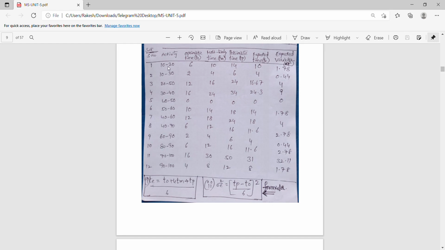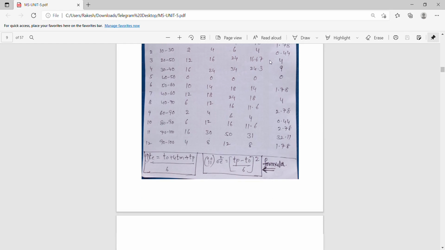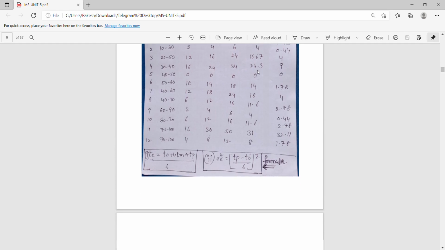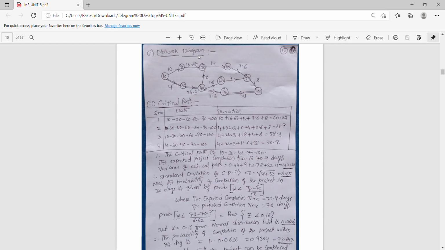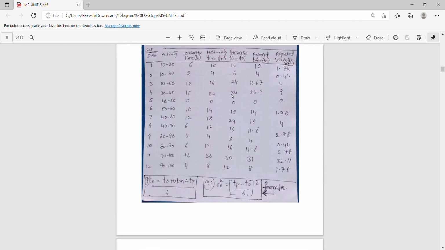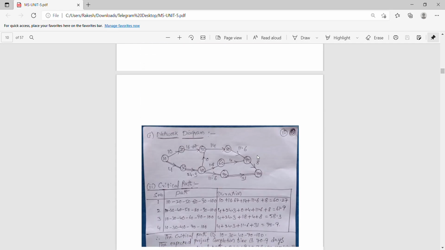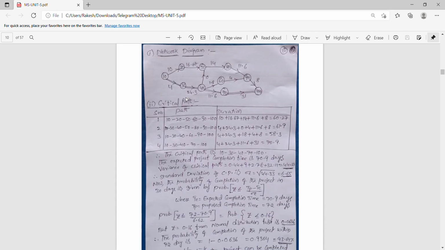Here for 10 to 20 the expected time is 10. For 10 to 30 the expected time is 4. So we write that for 10 to 20 the expected time is 10, and for 10 to 30 the expected time is 4. Similarly you can write for all. With the help of expected time only we have drawn the network diagram here. And how to find the critical path?